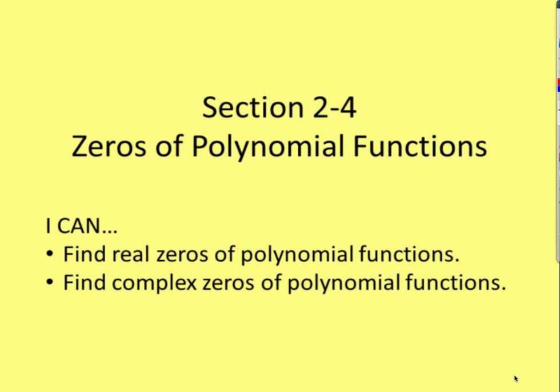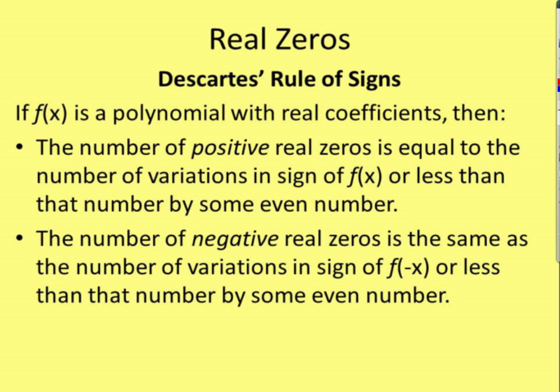This is section 2.4, part B, zeros of polynomial functions. So when we're trying to find real zeros, there are a couple different methods that can help narrow down where these zeros will be located.